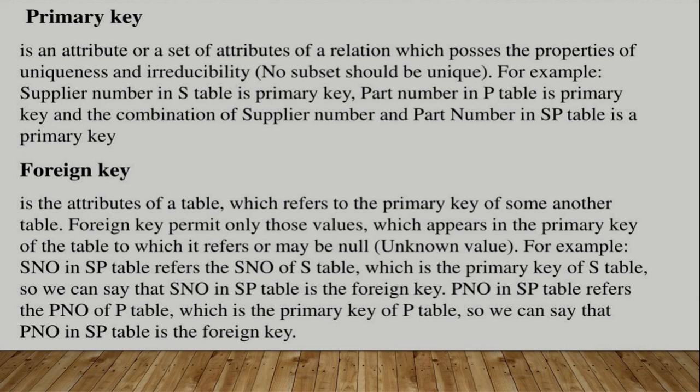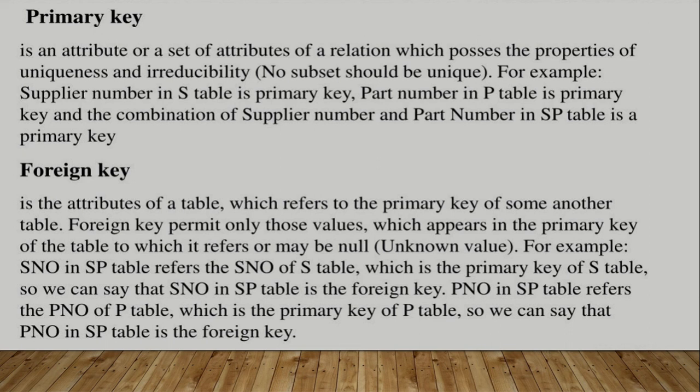Then the combination of supplier number and part number, because these two are unique in their own table. So when we combine these two tables, that is the SP table, then the combination of the supplier number and the part number is also a primary key. That is a combination of both. It is a primary key, right?